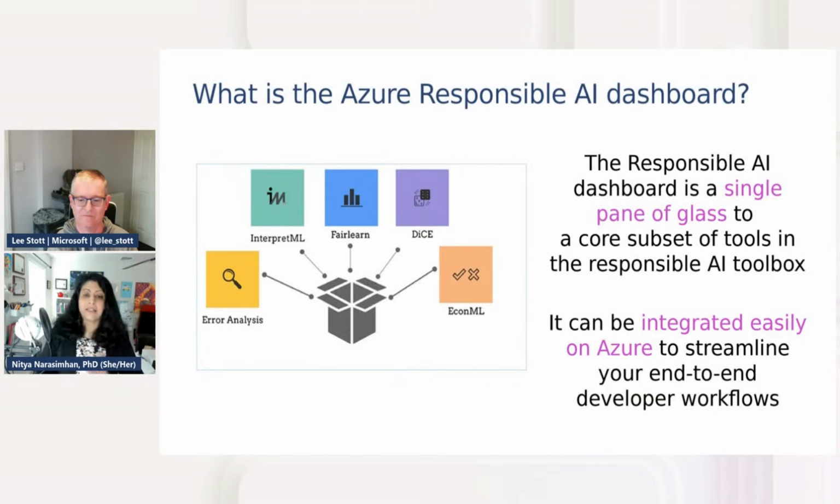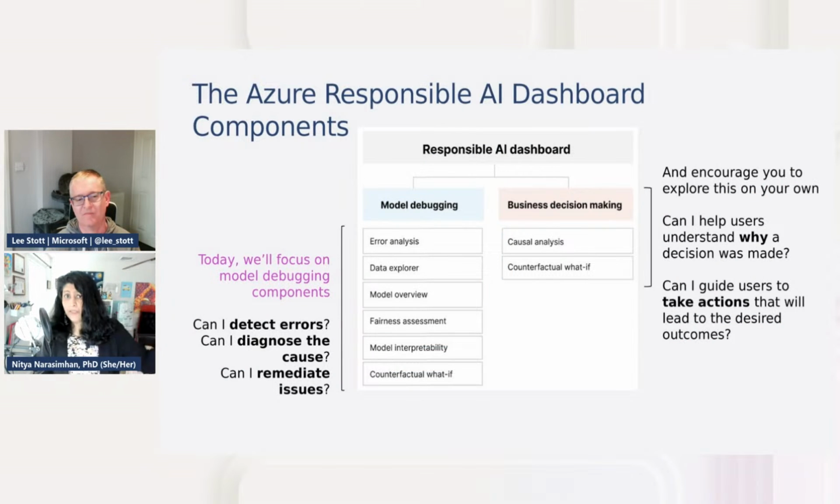So I'm going to go to the next slide. By the way, the components that are in there, the ones that you saw, we'll see if we can talk about it later, but this is a better way for you to look at it. So if you look at the Responsible AI dashboard, there are actually two buckets in which the tools fall. On the left, you see model debugging. On the right, you see business decision making.